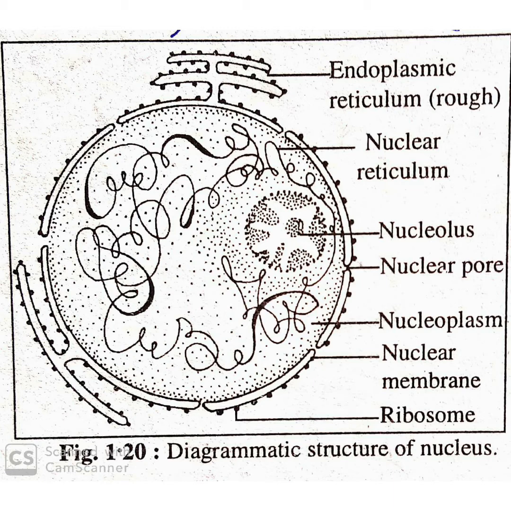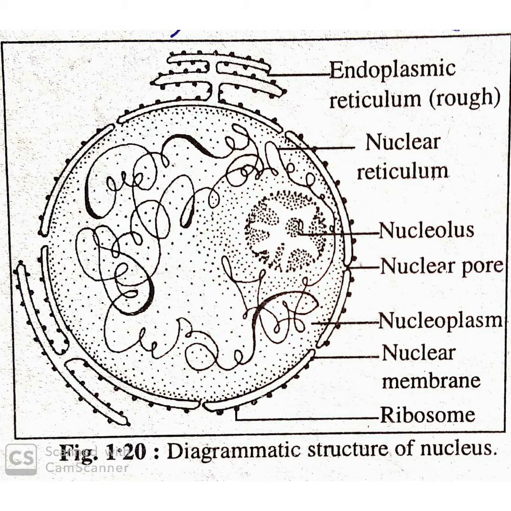Nucleoplasm. The space within nucleus is filled with a dense clear mass of protoplasm which is known as nucleoplasm or nuclear sap. It forms the matrix of the nucleus and stores materials for use in cell division. The chromosomes and nucleolus are embedded in the nucleoplasm.